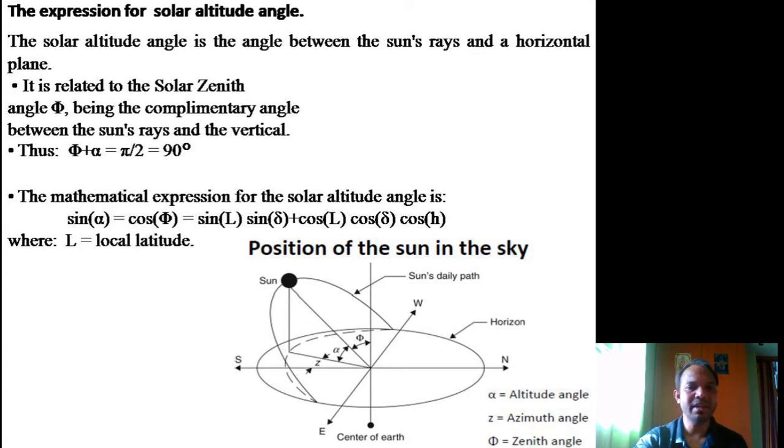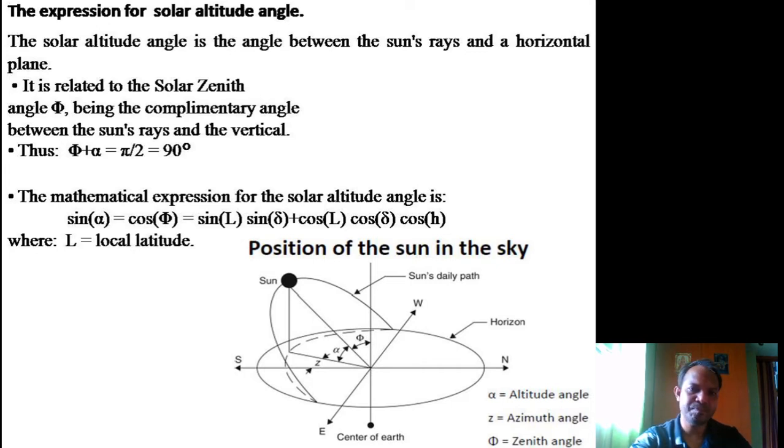The mathematical expression for the solar altitude angle is given by sine of alpha is equal to cos of phi. It is the same thing, 90 minus alpha is nothing but phi. So what do we get here? It is common sense. If you take sine of alpha, which equals sine of 90 minus phi, that is nothing but cos of phi. So sine of alpha is equal to cos of phi. That is how you can define the zenith angle and also the altitude angle.